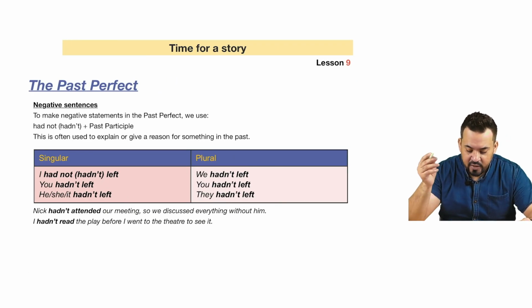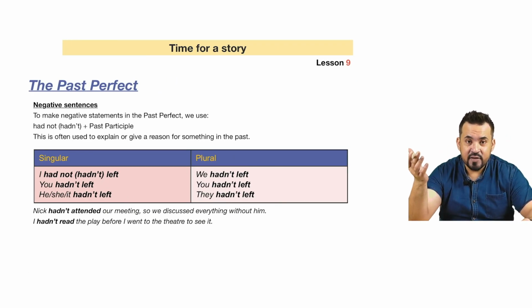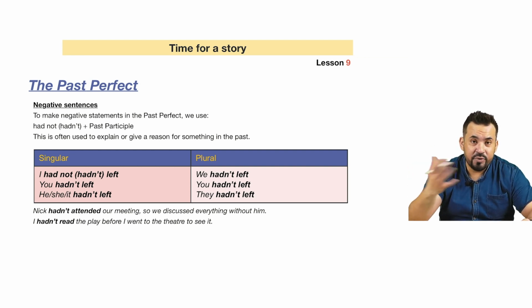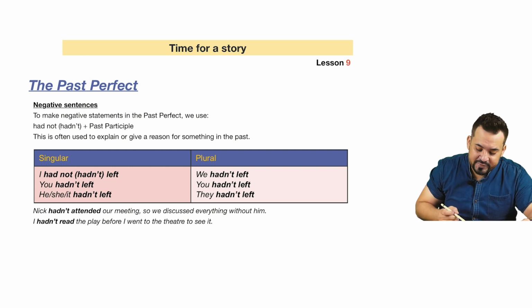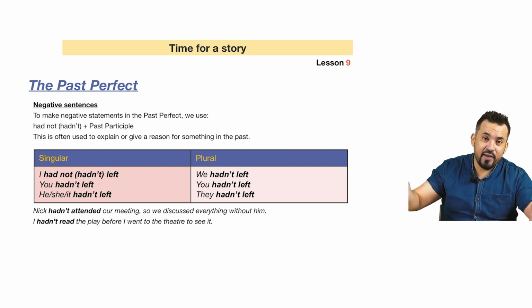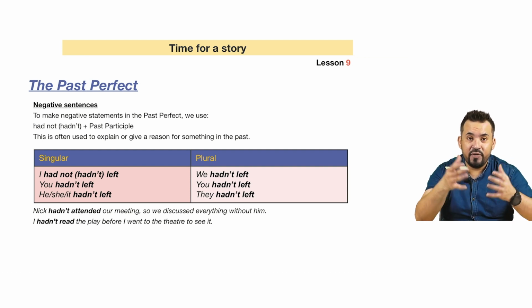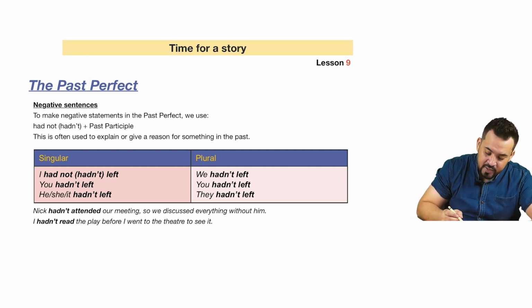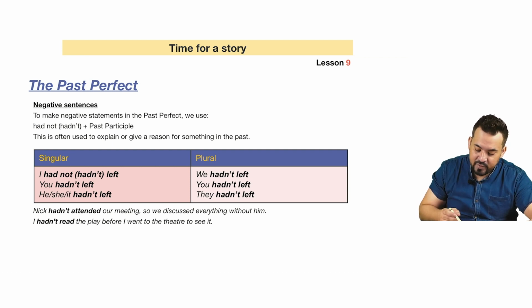Now, let's take a look at negative sentences with the past perfect. Basically, we just add not after the auxiliary, just like with all the other tenses. So I had not left, or we can use the abbreviation hadn't. Had not becomes hadn't. You hadn't left, or she hadn't left.